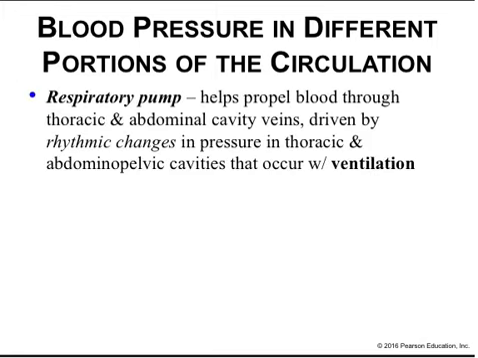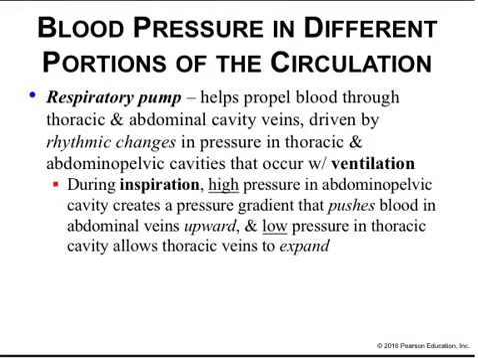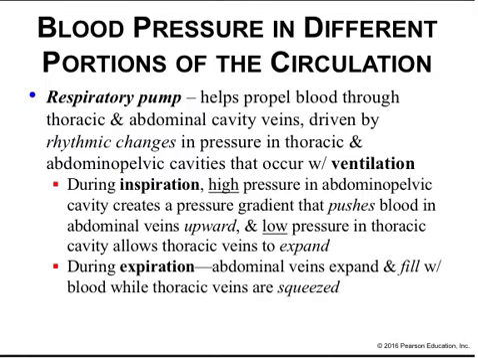Exercise. The respiratory pump also helps propel blood through the thoracic and abdominal cavity veins, driven by rhythmic changes in pressure in the thoracic and abdominal pelvic cavities that occur when you breathe. During inspiration, high pressure in the abdominal pelvic cavity creates a pressure gradient that pushes blood in the abdominal veins upward, and low pressure in the thoracic cavity allows the thoracic veins to expand. When you blow out, the abdominal veins expand and fill with blood, while the thoracic veins are squeezed. And so that rhythm goes on as you breathe.